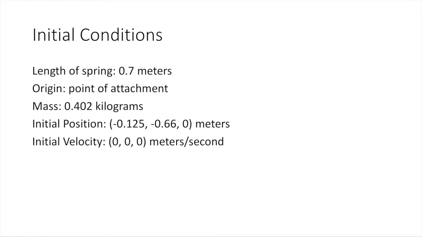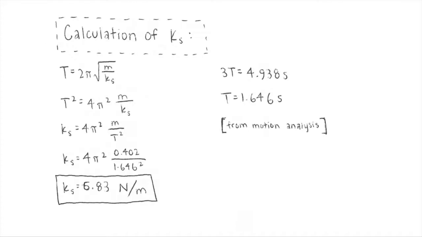There were various initial conditions that were necessary for the completion of this lab. First, the length of the spring was given as 0.7 meters. The origin, used for calibration in Tracker, was the point of attachment of the spring. The mass was 0.402 kilograms. From the Tracker video, I then obtained the initial position to be negative 0.125, negative 0.660 meters. The mass also starts at rest, or in static equilibrium, so the initial velocity of the ball was 0.